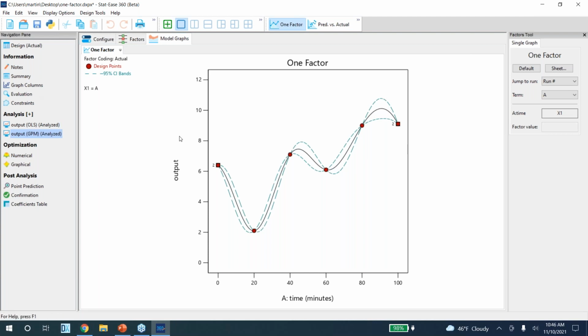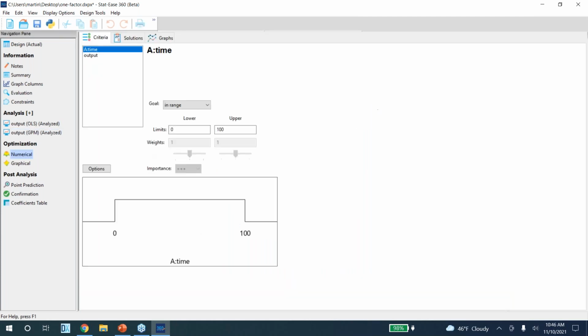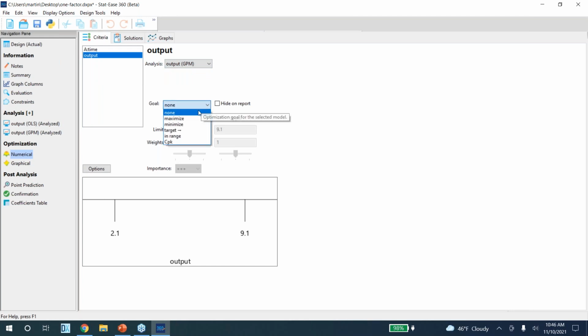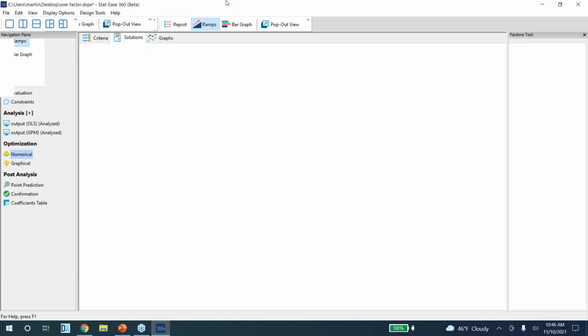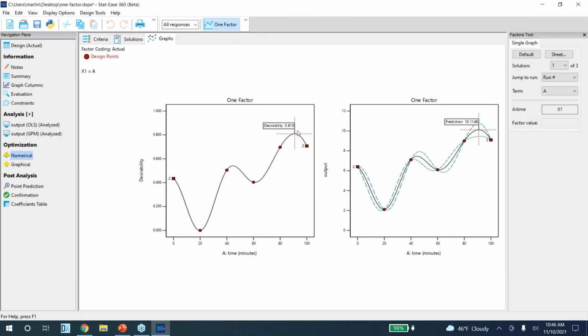Now, I'm going to stop this example here and just say, when you do optimization, when you do point prediction, when you do all of these things, it's going to function just as if you had fit an OLS model. So if I want to maximize the predicted response, the numerical optimization is going to tell me that I need to be here somewhere. I can go to the numerical optimization, go to output, and I want to analyze the Gaussian process model. I want to maximize this, and maybe I'll stretch this out a little bit to 12. In my solutions, I can see that the maximum is right here. So once you fit the model, everything else works exactly the same.